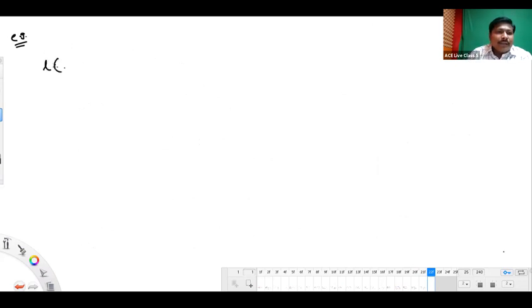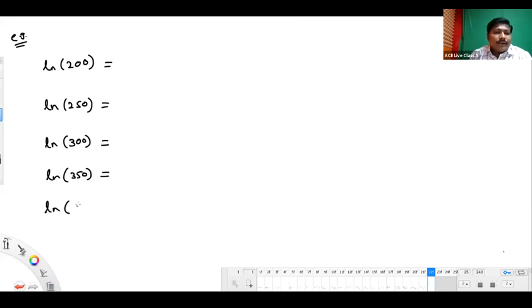Just look. ln of 200, ln 250, ln 300, ln 350, ln 400. Can you please tell me these numbers? ln 200, how much? Calculate these values. 5.3. ln 250? Tell me in a sequence. 5.5.